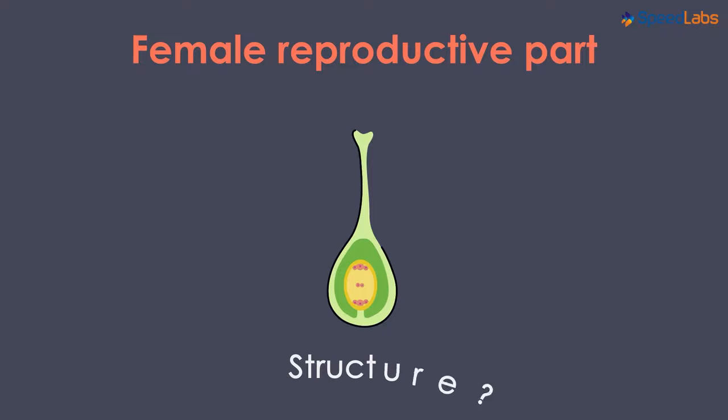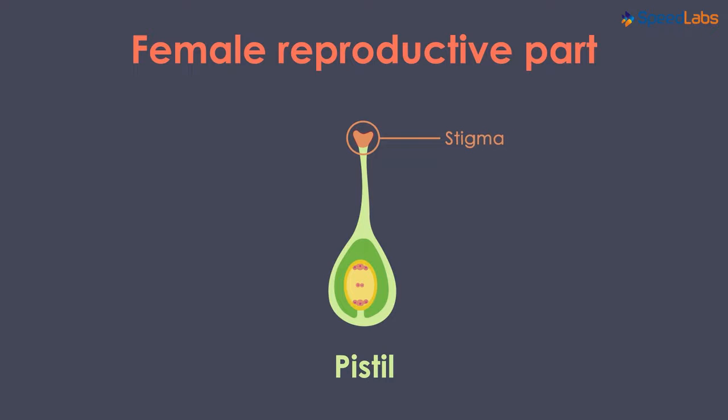Do you remember the structure? Yes, this is the pistil, which further consists of 3 parts. This surface is the sticky part called stigma. It is sticky in nature so that the pollen grains can remain adhered to it when landed on the female reproductive part. It thus acts as the receiving center.